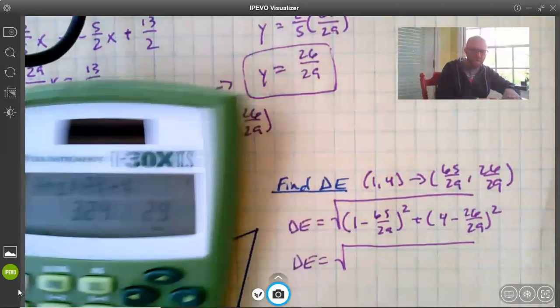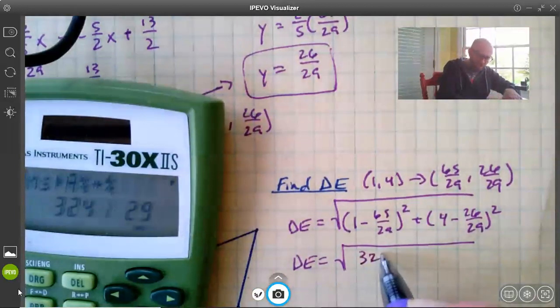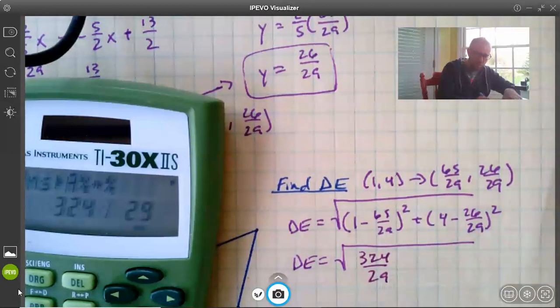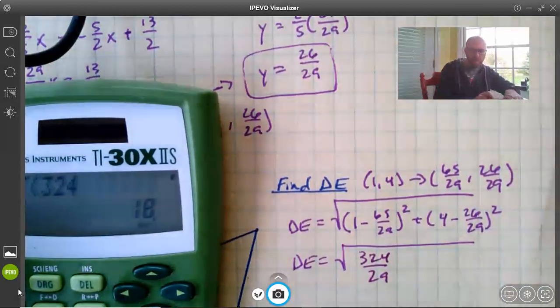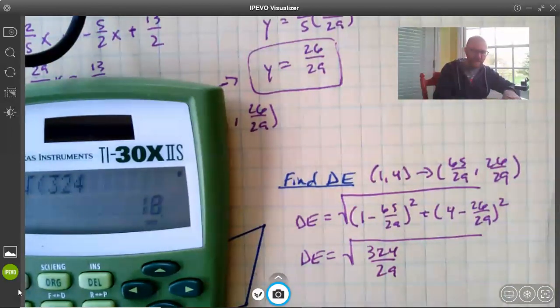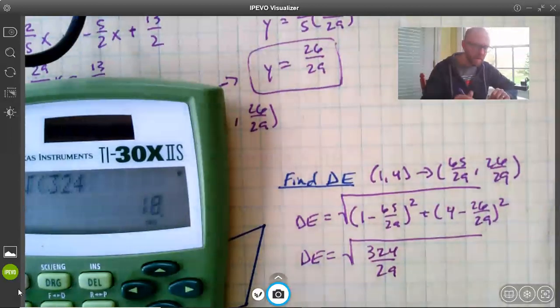324 29ths over 29. Now let's see, I think, yeah, that's 8 square root of 18. That's 18 over square root of 29. But we're not going to worry about that right now. We're just going to leave it as a square root.